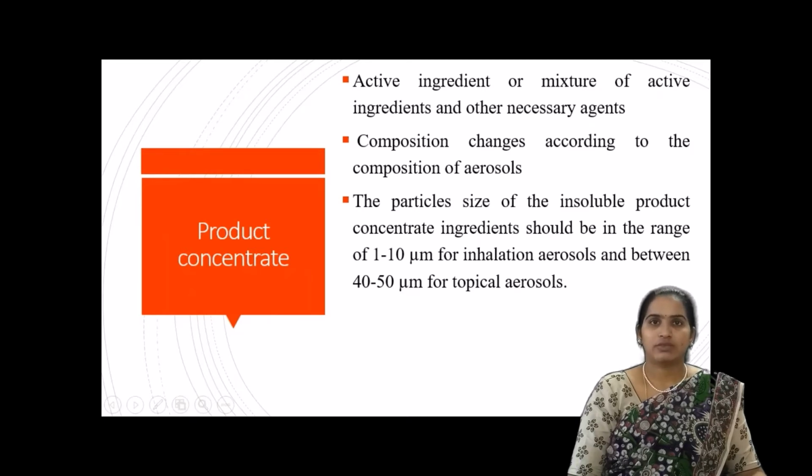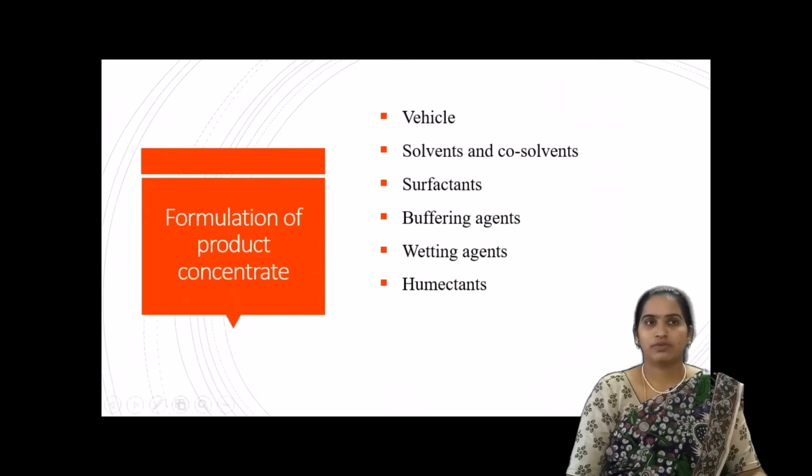The particle size of the insoluble product concentrate ingredients should be in the range of 1 to 10 micrometers in the case of inhalation aerosols, whereas in the case of topical aerosol systems, the particle size range may be between 40 to 50 micrometers. The components of the product concentrate include vehicle, solvents and co-solvents, surfactants, buffering agents, wetting agents, and humectants.